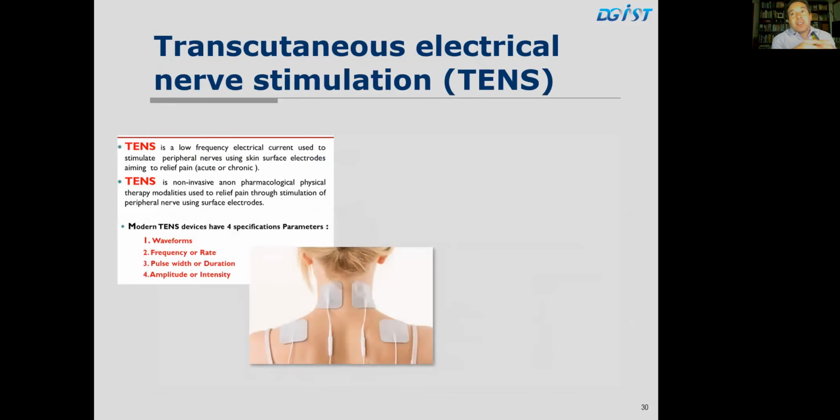And the reason I mention this is transcutaneous. Cutaneous means skin. So transcutaneous means across the skin electrical nerve stimulation. This challenge of the body absorbing the electrical energy is minimized because our effect is through the skin. So it's a low frequency electrical current used to stimulate peripheral nerves, not the central nervous system, not the brain, but the peripheral nerves using skin surface electrodes to relieve pain. It's a non-invasive, non-pharmacological physical therapy modality. So we're going to talk about how that works.